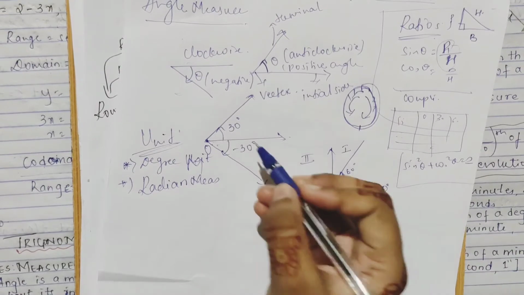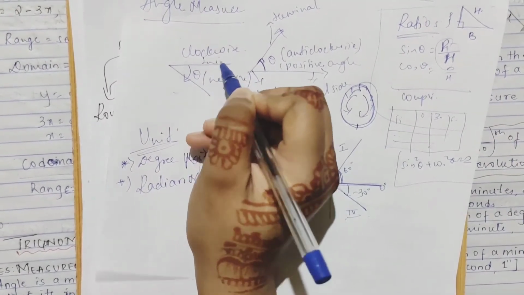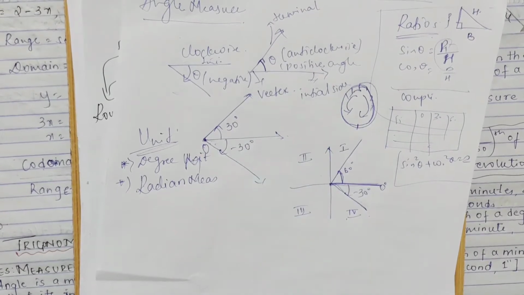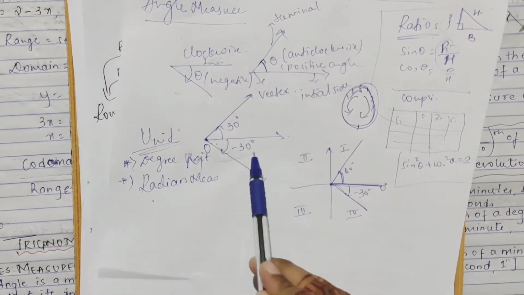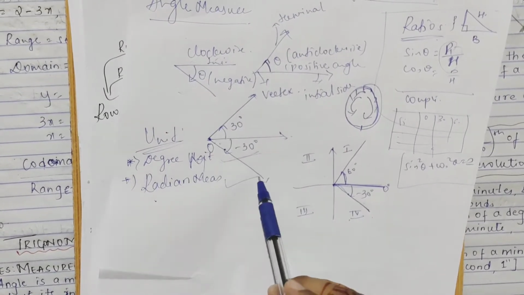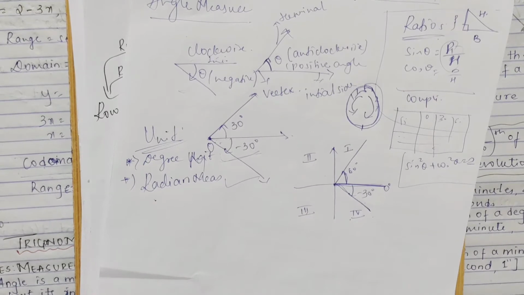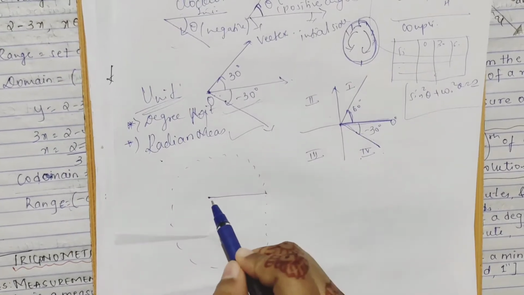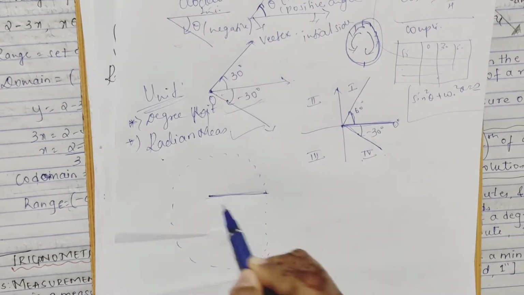Now suppose you have 1 unit, the unit can be anything, like centimeter, meter, all those units, right? So for angle also there are two types of unit. One is your degree and one is radian. What degree means and what radian means, we'll see. Now I have taken, consider this as a whole circle, one circle, and its radius is 1 unit.